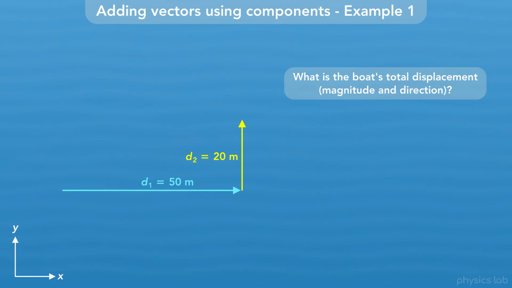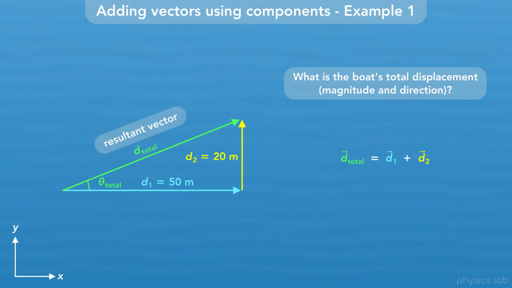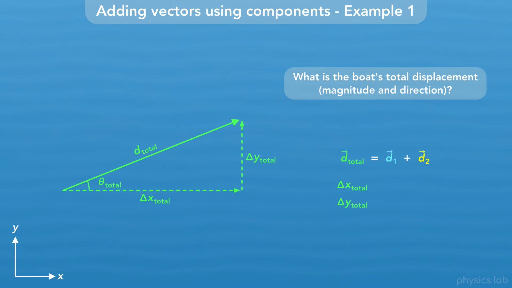The boat traveled these two displacements, but we want to find the vector that tells us the total displacement between the start position and the end position. This vector, d total, is the sum of the d1 vector plus the d2 vector. This is what we call the resultant vector when we add d1 plus d2. So how do we find the magnitude and the angle of d total? We learned in a previous video that if we want to find the magnitude and angle of a vector, we need to know its x and y components. So how can we find the components of d total?